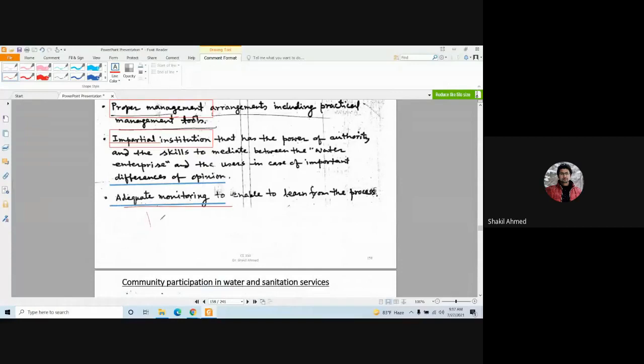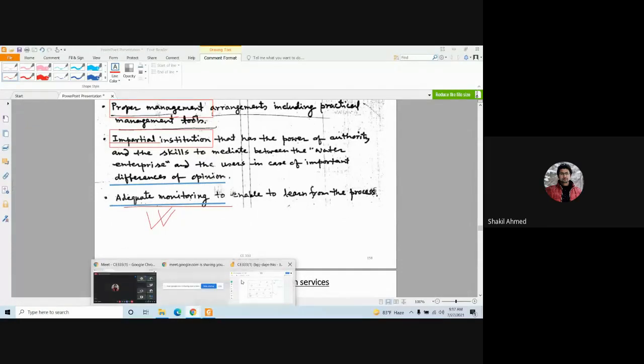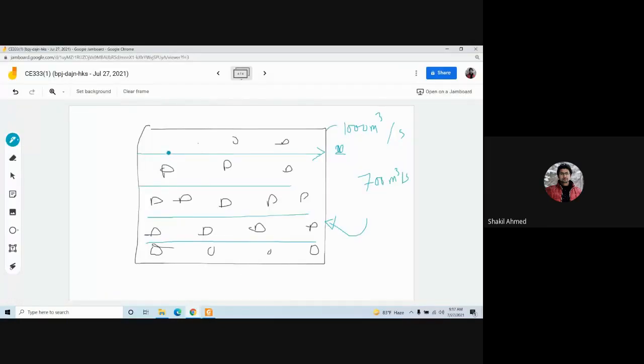Adequate monitoring is important, guys. Why? Because sometimes you need to collect water from this pipe and check whether the quality is good or not, because there may be leakage in the pipe through which pollution can occur. Okay.